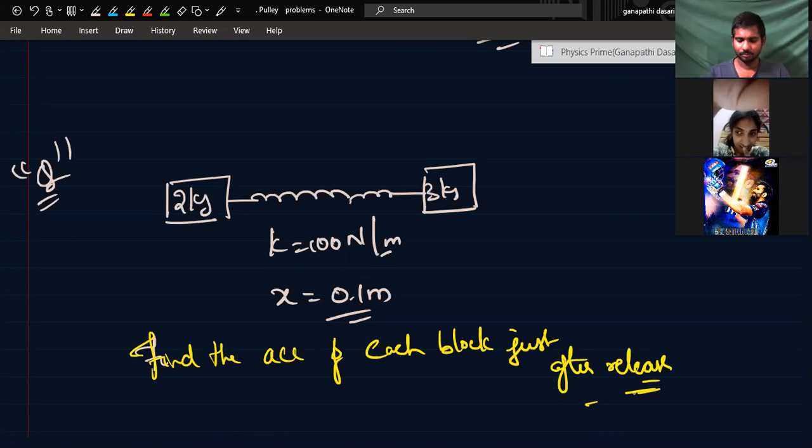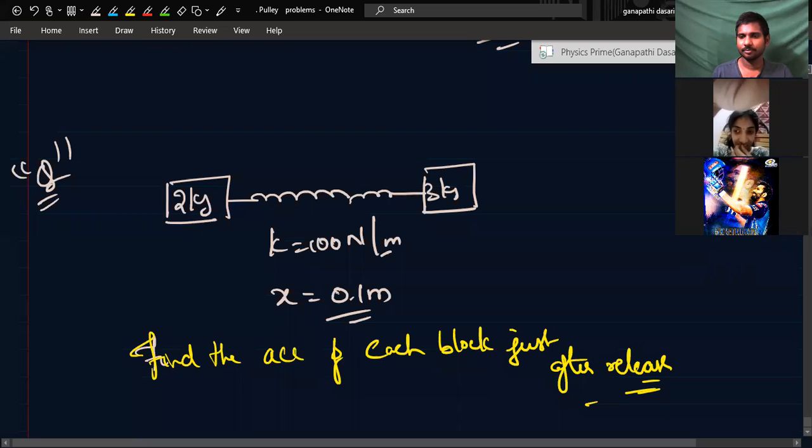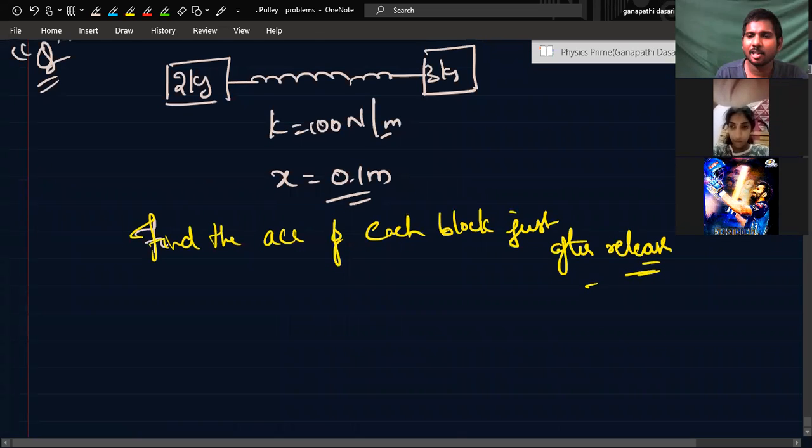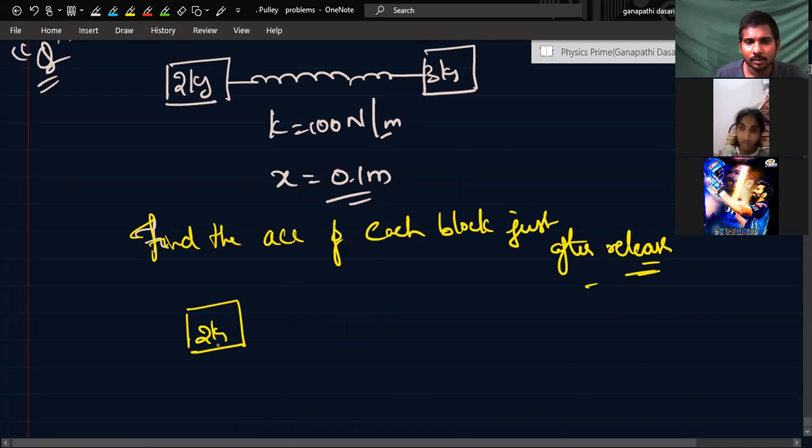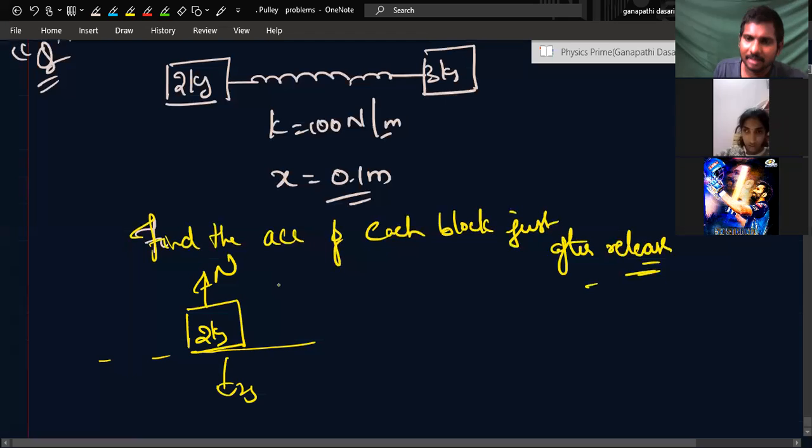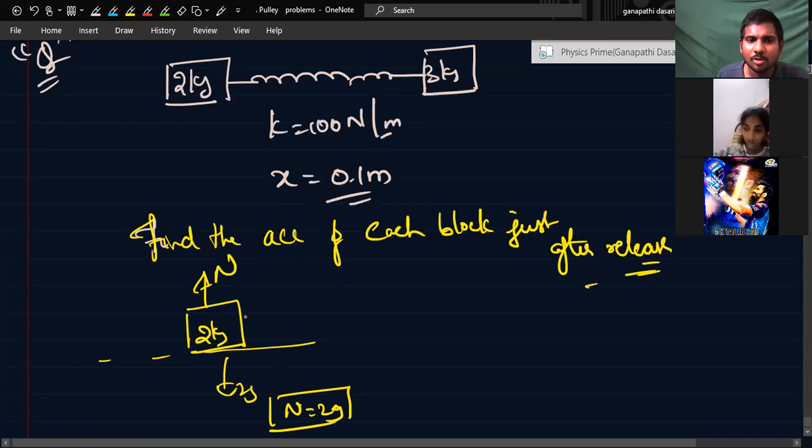Just after release, what are the accelerations of the two blocks? Did you find out? Explain this one. So I expanded 0.1 meters, so what will be the direction of spring force? If I draw the free body diagram on the 2 kg block, one force will be 2g. It doesn't matter here because it will oscillate only in the x direction, normal reaction. That I'm not taking into consideration. N is equal to 2g here. Other force is what? It is expanded, so spring force will be in which direction? Right side. Varun, you tell me.